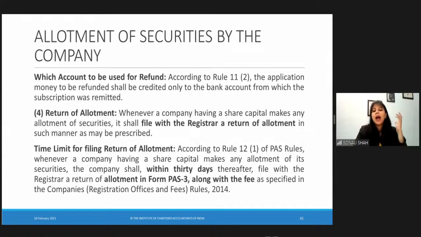Now, to which account will that amount be sent? So Rule 11.2 says that the amount will be refunded to the same bank account from which the subscription was remitted, right? And this is the situation when the company is unable to allot the securities due to failure of fulfillment of minimum subscription requirement or application requirement, right? Now, what if the company allots the securities?